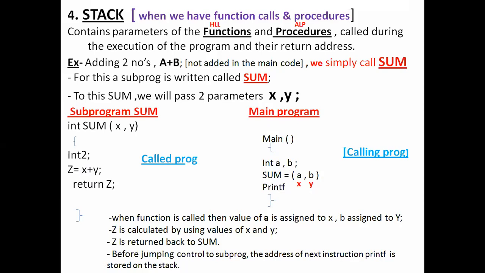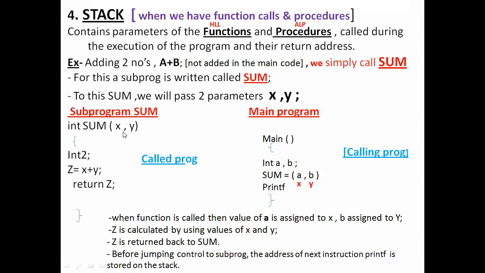So what we do is read the two integers a and b, and call a function sum, and the values of a and b are passed. When I call the function sum, this a is assigned to x, and this b is assigned to y, and z is calculated using the values of x and y, and the same z is returned back. So this is the calling program, where in the main program I'm calling the subprogram called sum, and this is the called program by name sum.